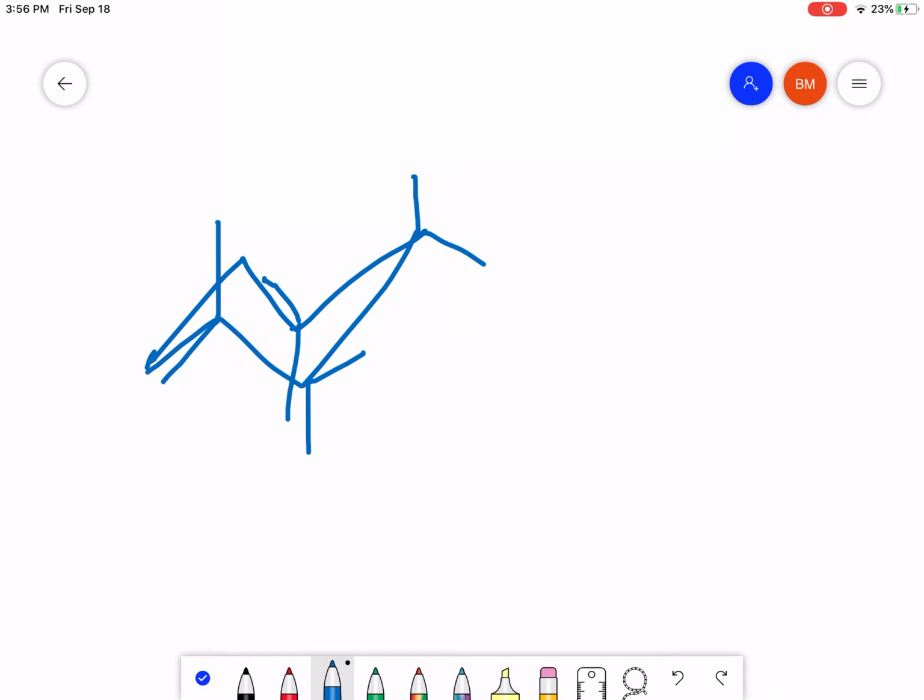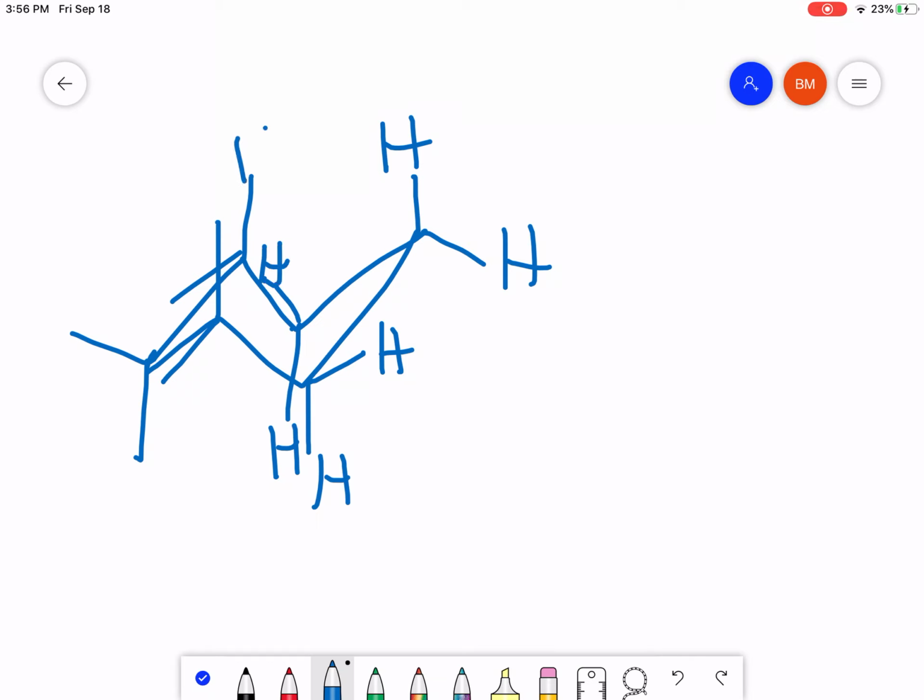Axial, equatorial, axial, equatorial, axial, equatorial. And in cyclohexane, the atoms that are directly attached to these axial and equatorial bonds are all H's. So if I wanted to draw every little part of the structure, I would fill these in. When you're working problems, you don't have to draw all of these axial and equatorial bonds. You can usually just focus on the ones that have larger substituents. But just showing you the overall picture, this is what it looks like.